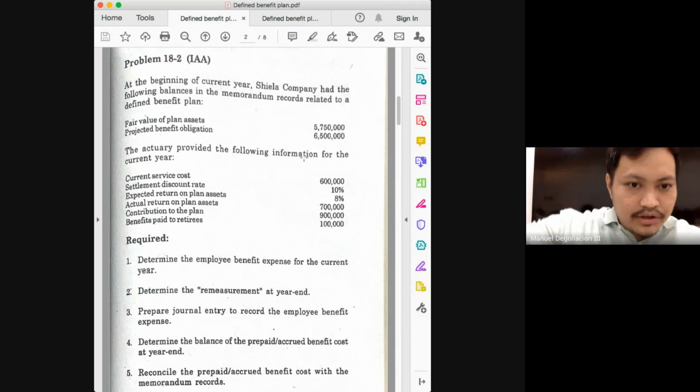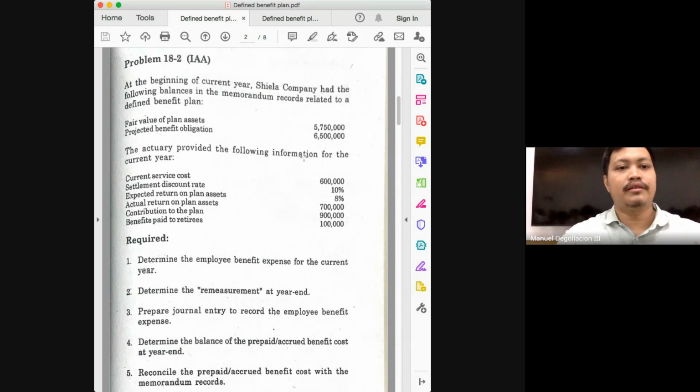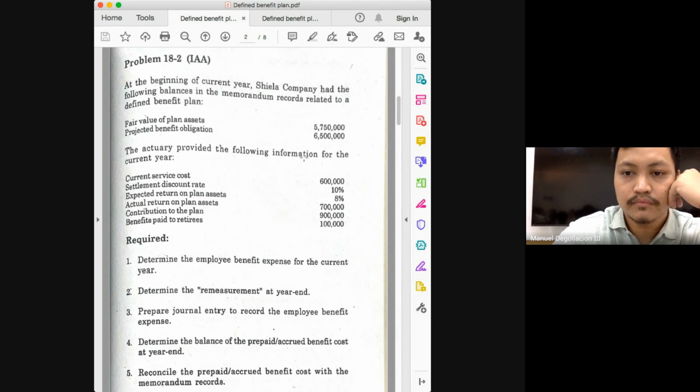Okay, so problem 18-2, just like the first problem, the first item being asked is to compute your employee benefit expense. And as discussed in the recording, your employee benefit expense will have two components, and these are your service cost and your net interest.